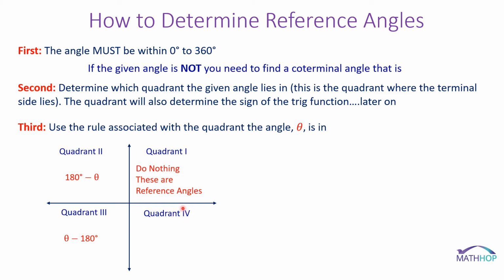How much more to get to 360? Well, 30 degrees. How do I know that? 360 minus whatever angle you're given. So that's how we determine reference angles.